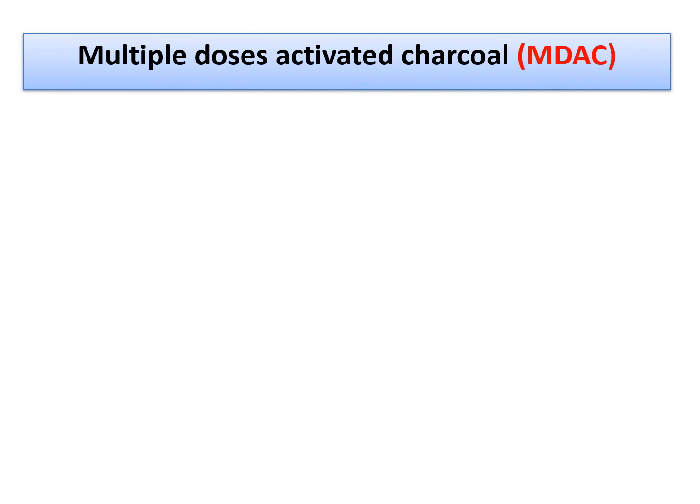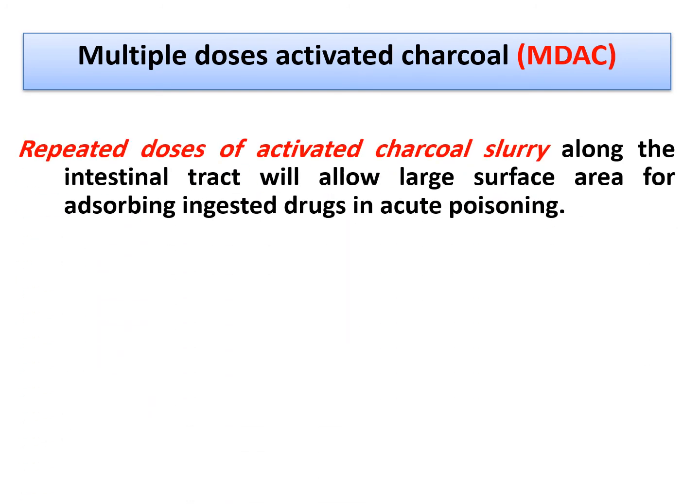We have talked about single-dose activated charcoal, but we can use activated charcoal in repeated doses. That's what's called multiple doses activated charcoal. The idea of using activated charcoal in repeated doses is to fill most of the gut with the activated charcoal, to allow absorption of the large amount of toxins and getting rid of these toxins outside the body through feces.